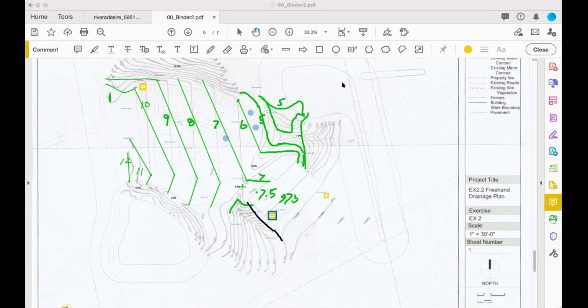Five is over here. That's 7. So where's the 7? Oh, okay, 7 is over there. 6, 5. Yeah, you should be able to get back to.